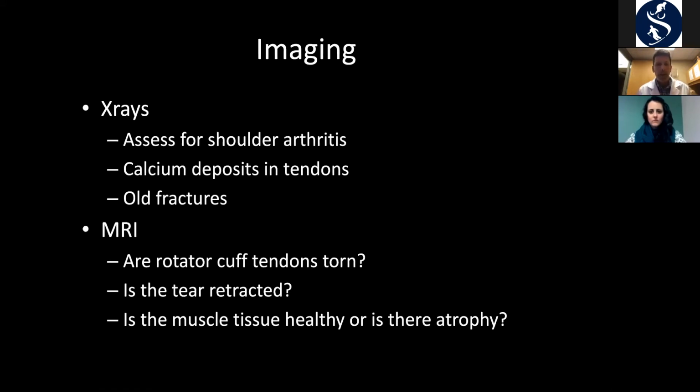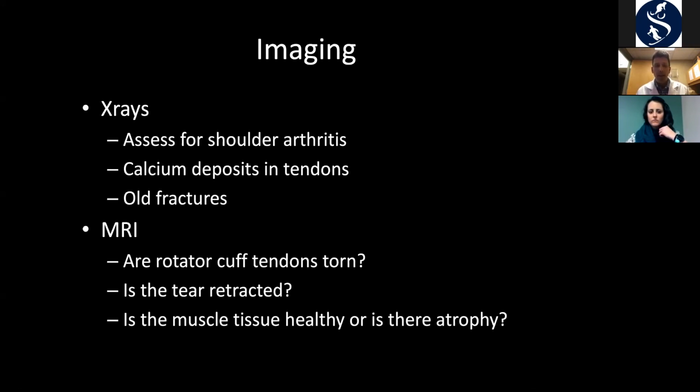And then imaging, we'll start with just a simple x-ray in the office because we just want to, first of all, see, do you have arthritis? Is there any kind of bone-on-bone contact in the shoulder? Is there calcium in the tendons? Because calcific tendonitis, we call it, is kind of this chronic inflammation of the tendon that can predispose someone to tear their tendon. Did you have an old fracture that you didn't know about that then maybe predisposed you to tear your tendon? And then oftentimes an MRI.